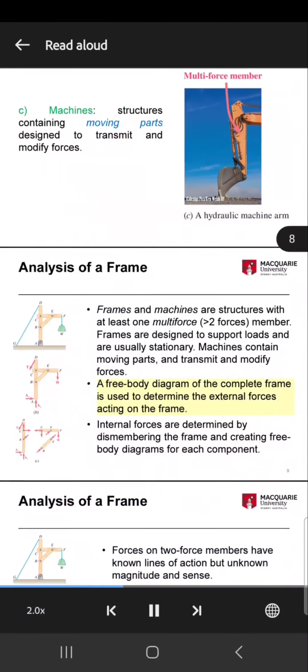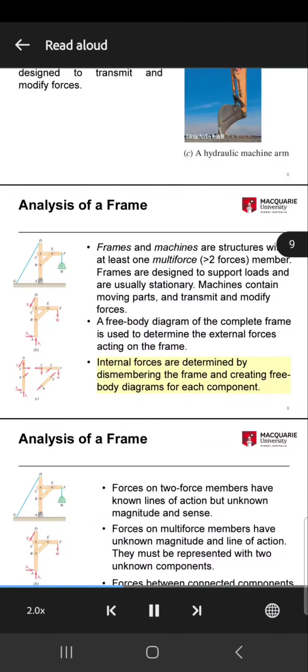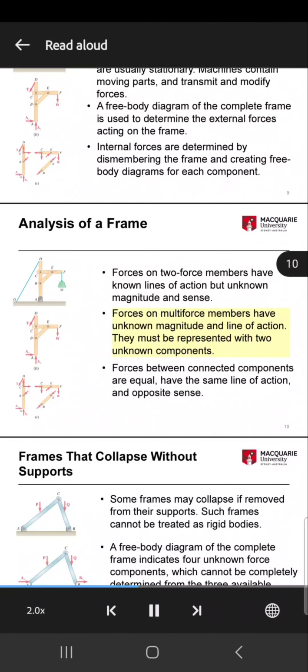Analysis of the frame. A free body diagram of the complete frame is used to determine the external forces acting on the frame. Internal forces are determined by dismembering the frame and creating a free body diagram for each component. Forces on multi-force members generally do not have a known line of action. They must be represented with two unknown components. Forces between two-force members are equal, have the same line of action and opposite sense.